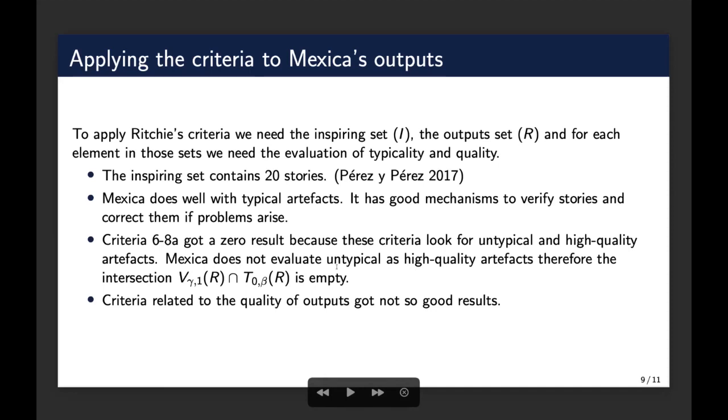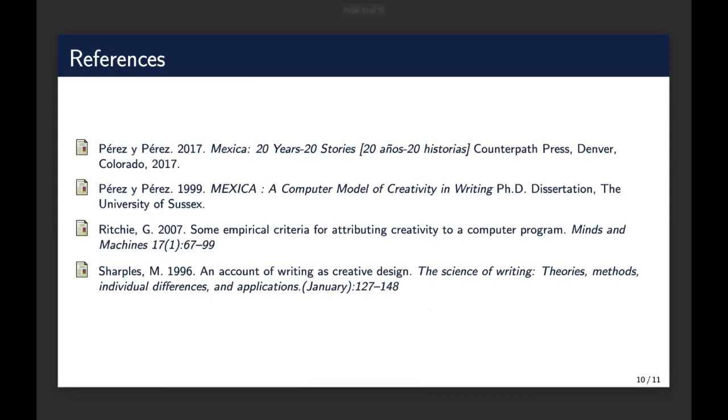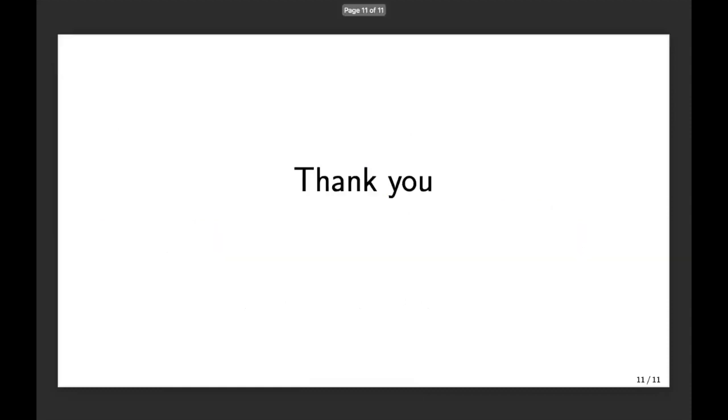And in the end, we're using this to inform Mexica of the things it can change. And for that, we are producing a different system to interact with Mexica and change the parameters it uses to produce a different output the next time it executes. So that's why we are doing this. And this is what we have here. And these are the references that we are using, and that's from me.